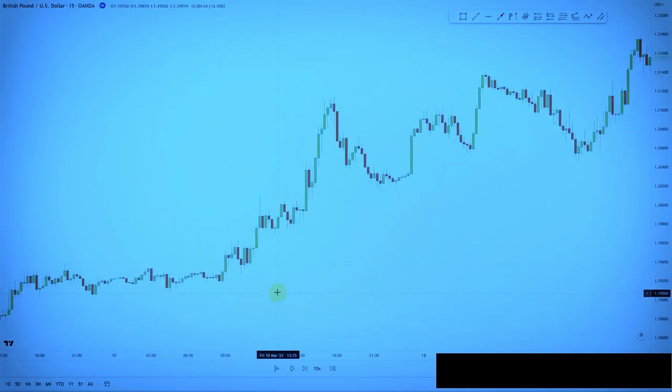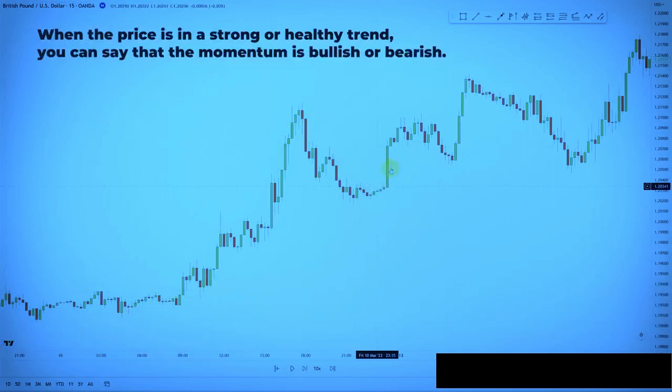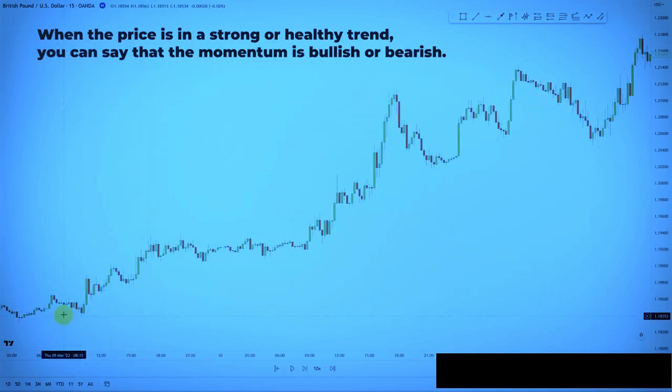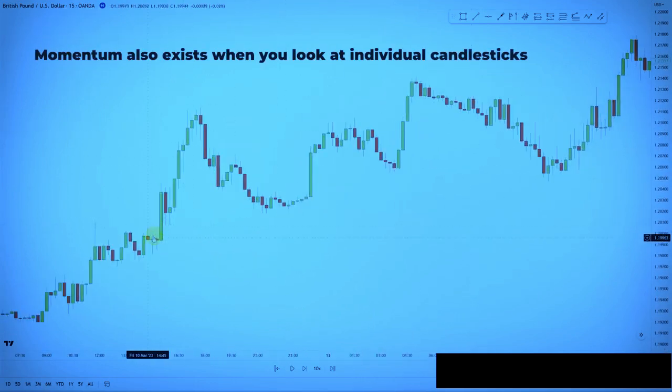There are two ways of looking at momentum. The first one just looks at the overall trend strength. When a price is in a strong or healthy trend, you can say that the momentum is bullish or bearish. At the same time, momentum also exists when we just look at individual candlesticks. So by analyzing recent candlesticks, you can determine the price momentum.